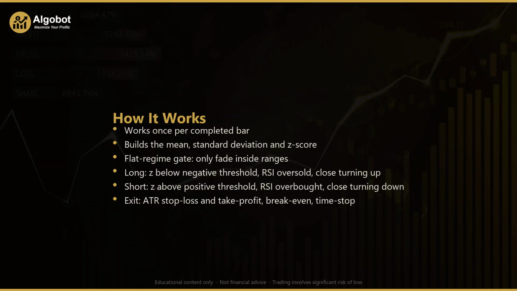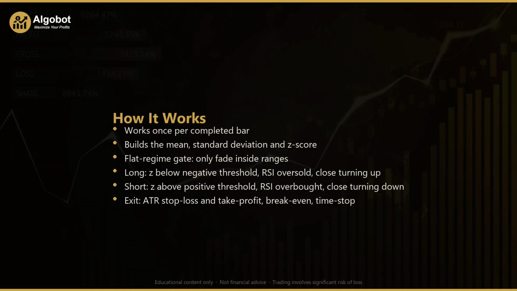For a long, 3 things must line up together. The Z-score must be at or below the negative threshold, meaning price is stretched well below the mean. The relative strength index must be below its oversold level, confirming downside exhaustion. And the current close must be higher than the previous close, showing price is already turning back up. Only when all 3 agree does the strategy signal a buy.